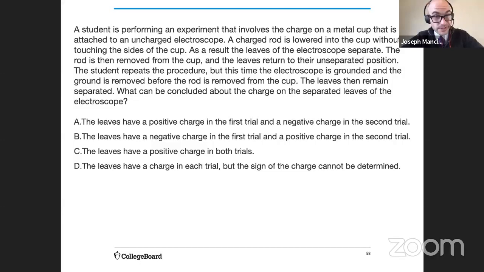So, to retell the story, it's always a challenging thing to read these. A charged rod is brought close and the leaves separate. Opposite charges are attracted to the top of the electroscope. A finger grounds it, and then the charged rod is removed.